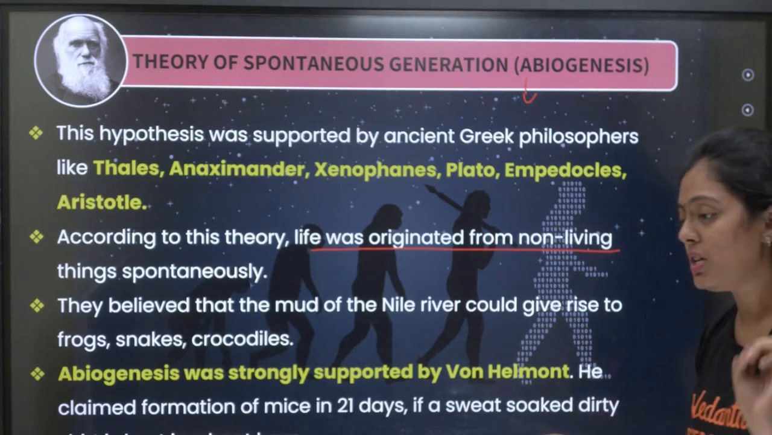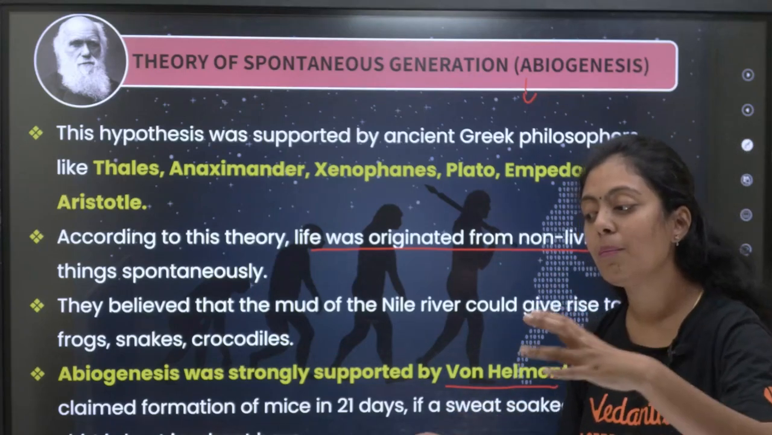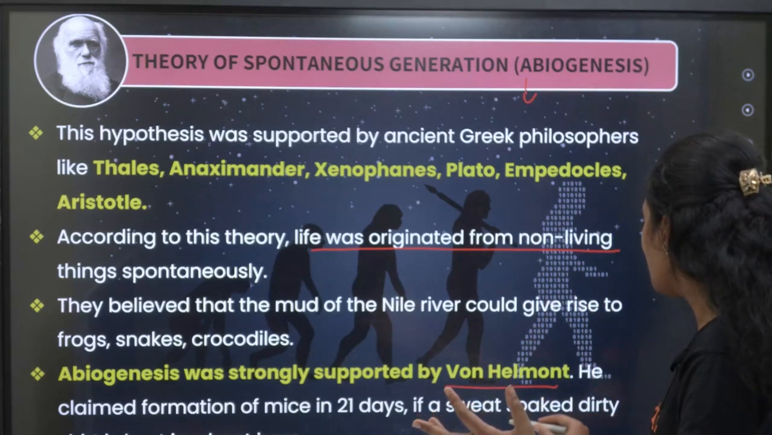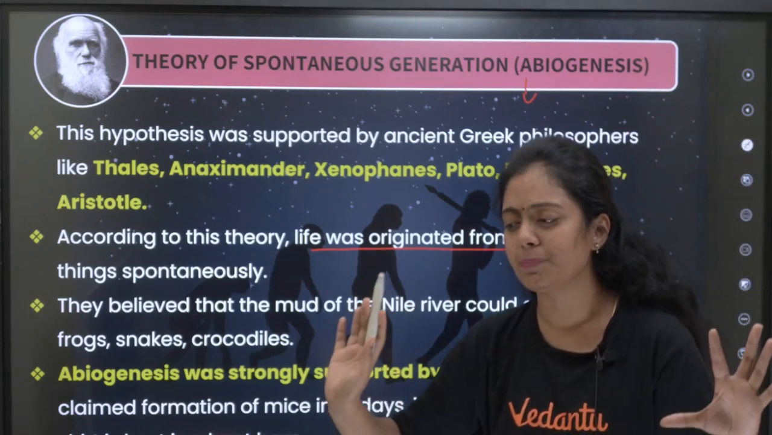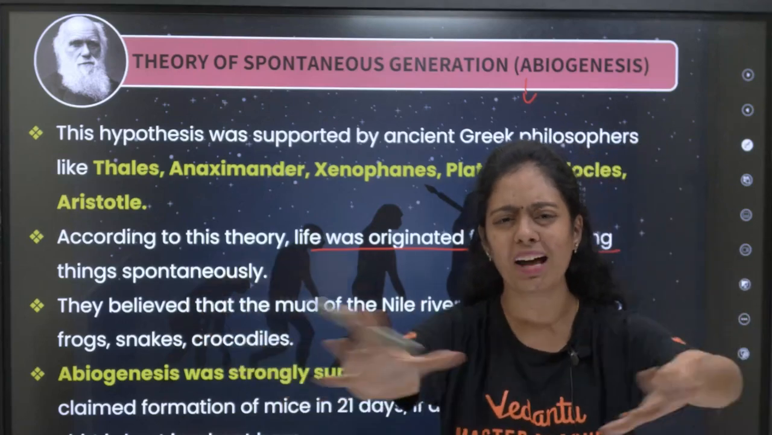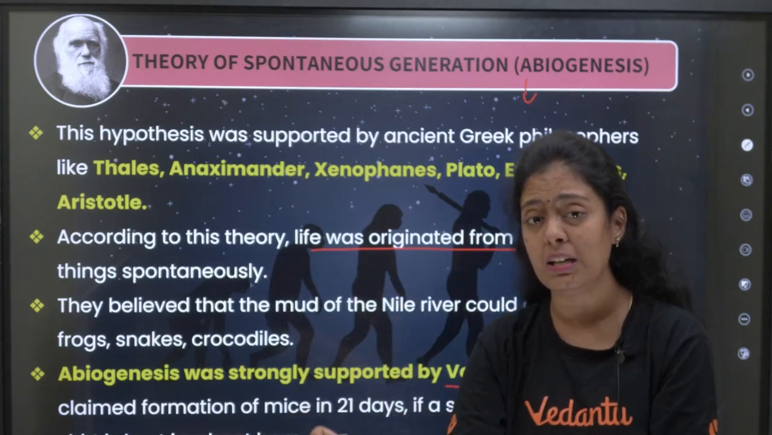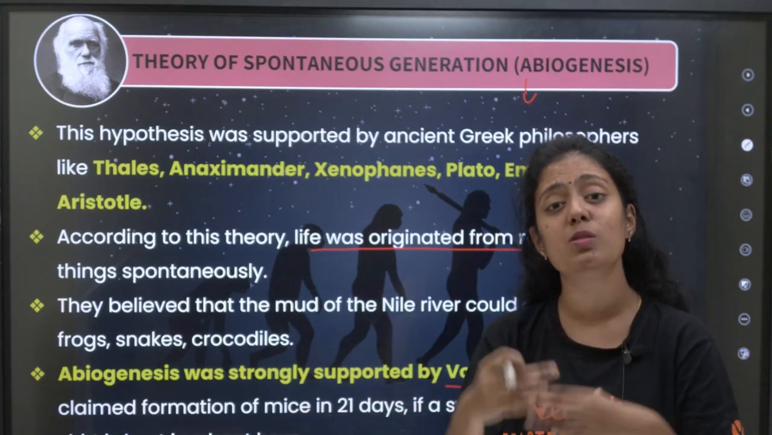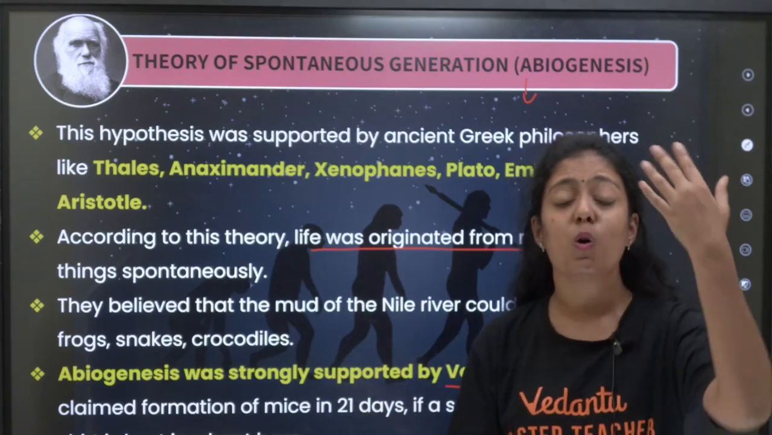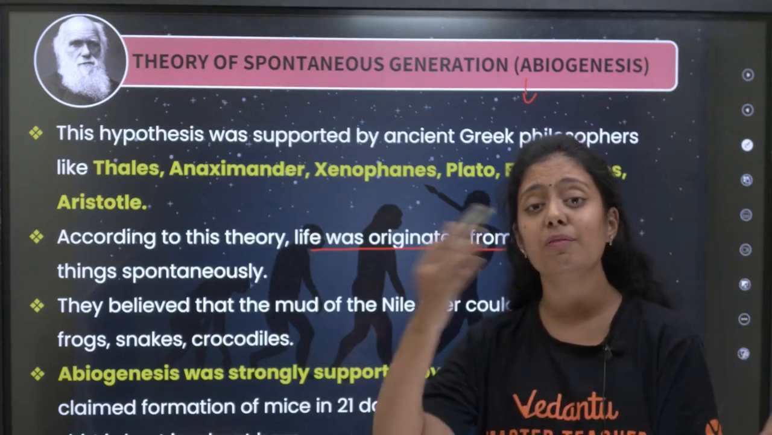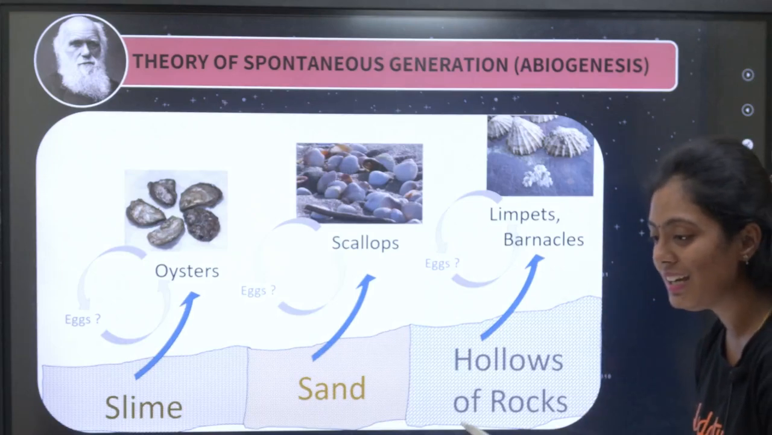Abiogenesis was supported by von Helmont. He claimed that mice form in 21 days if a sweat-soaked dirty shirt is kept with wheat. A very simple example. In very dirty places, you can see mice coming out, right? So mice come out automatically. They believed the mouse was coming from a non-living thing like this. That is what we call the theory of spontaneous generation.